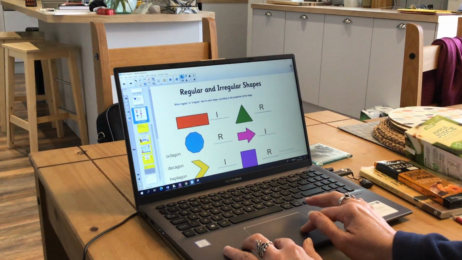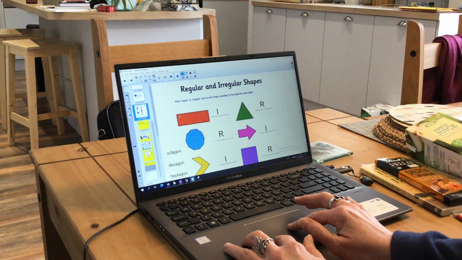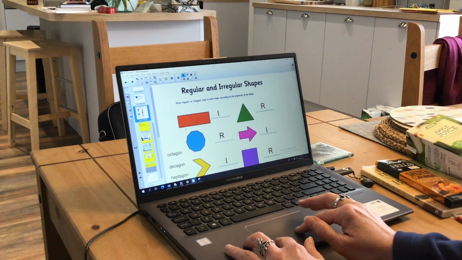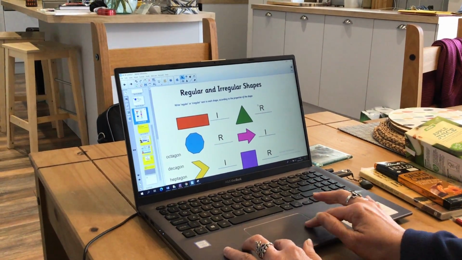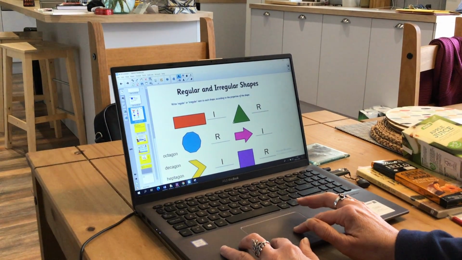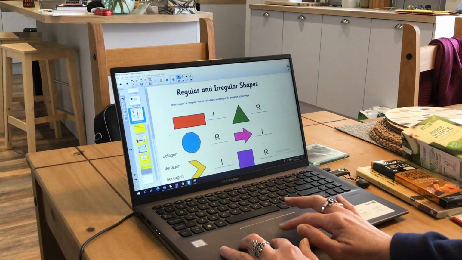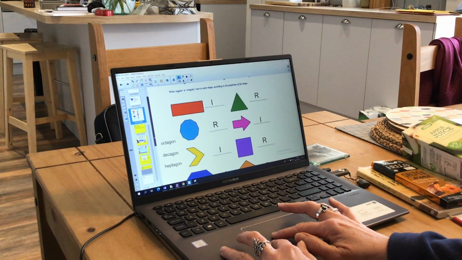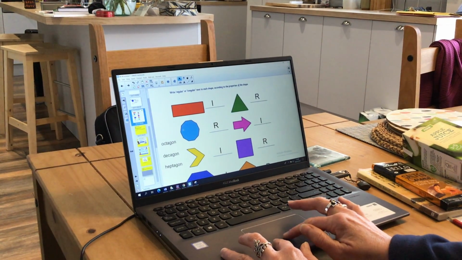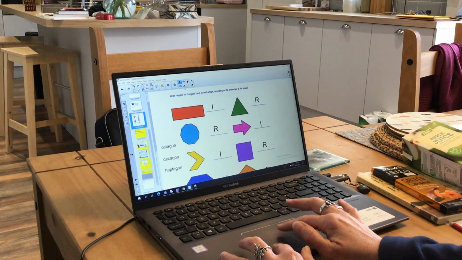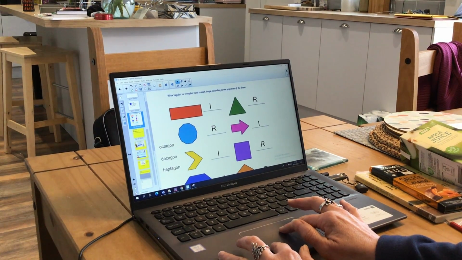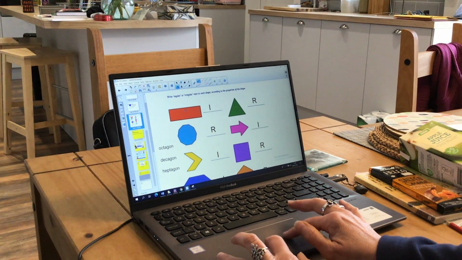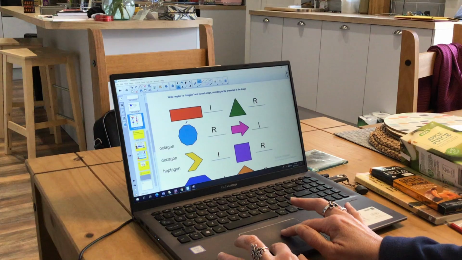Here's the first one. This is irregular because we've got two long sides and two short sides. This triangle is regular, all sides the same. Then we've got this shape here. I don't know if anybody would manage to identify this shape. Let's have a little go at counting the sides. Remember, I showed you how to count sides the other day.